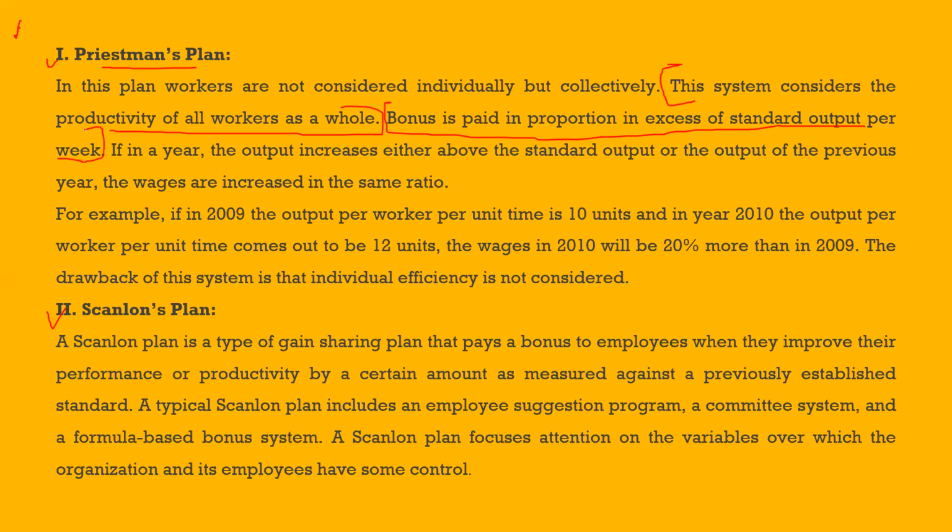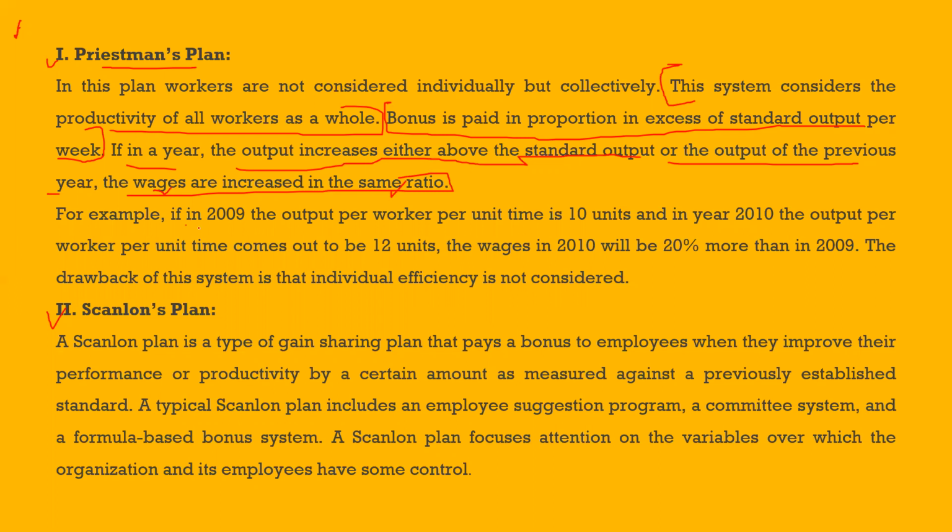In excess of standard output per week. If in a year the output increases either above the standard output or the output of the previous year, the wages are increased in the same ratio. What was the standard output fixed by the company or the previous year output? In this plan, that will be compared with the actual output that the group of people are contributing. Based on that, their wages will also be increased in the same ratio.